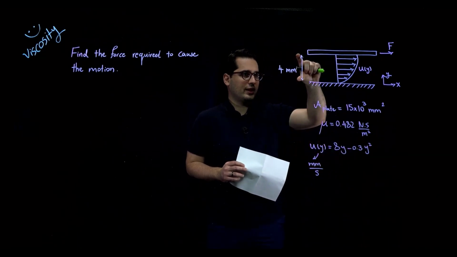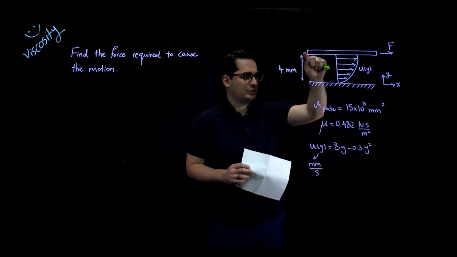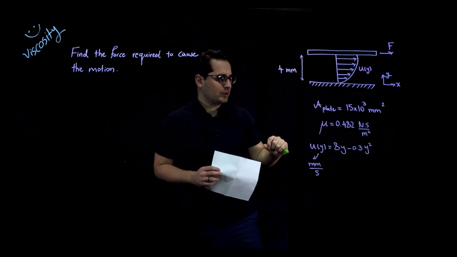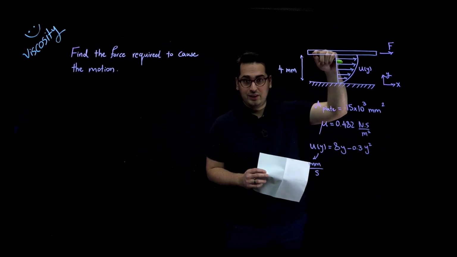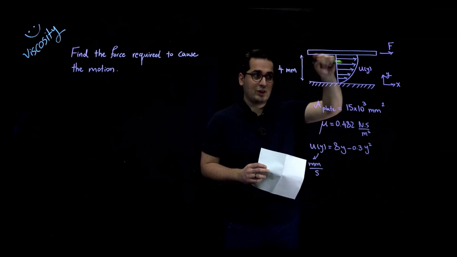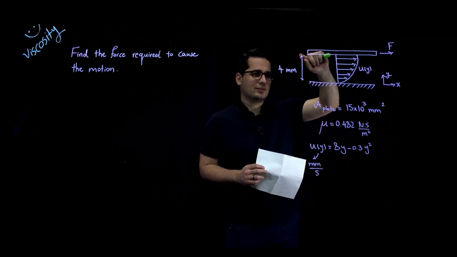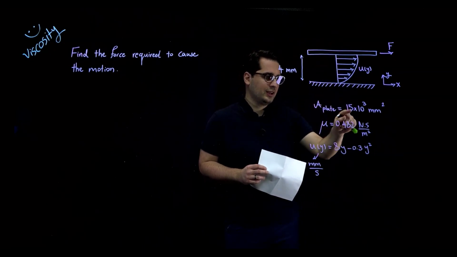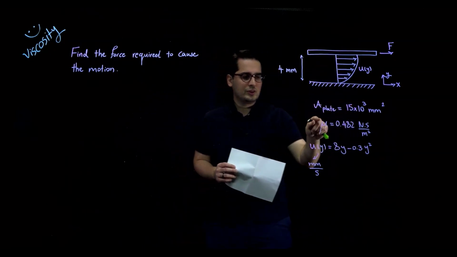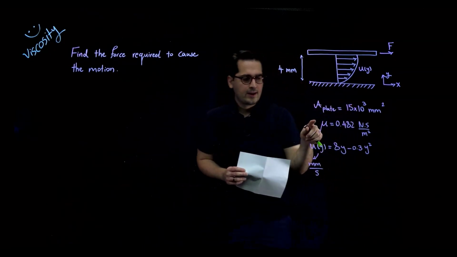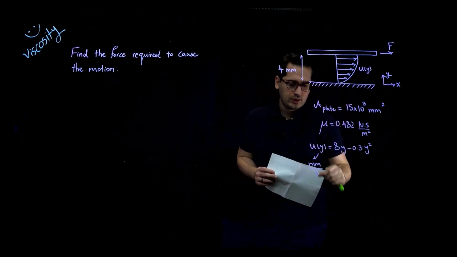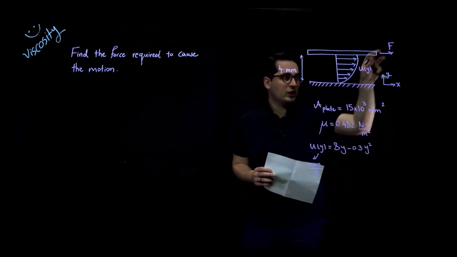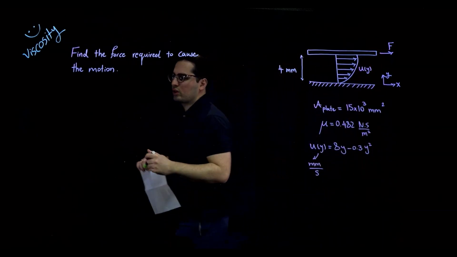We know that the gap between the plate and the surface is 4 millimeters. We do have the area of this plate. So this plate is 3D, right? Right now we see the cross section of it, but the surface area of this plate is given to us. And also we do have the value of dynamic viscosity of this fluid in between the plate and the surface. Okay, so we want to find the value of F, or force.